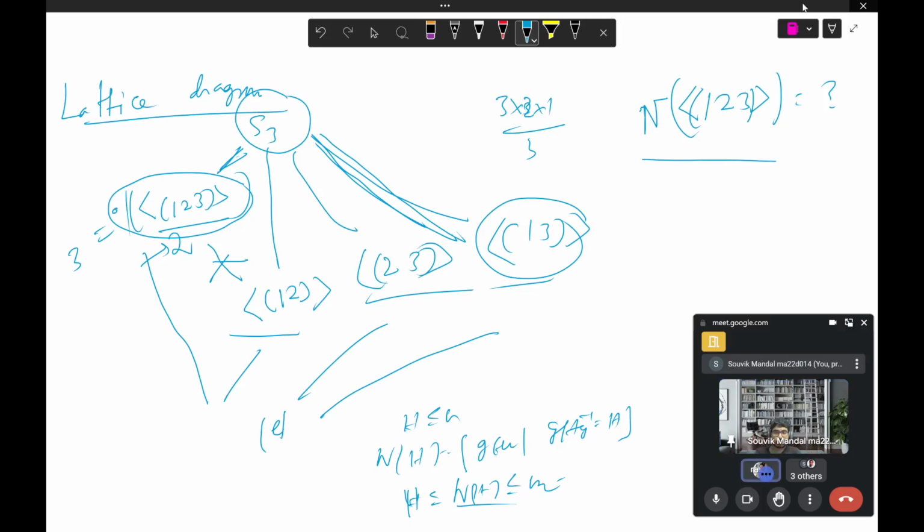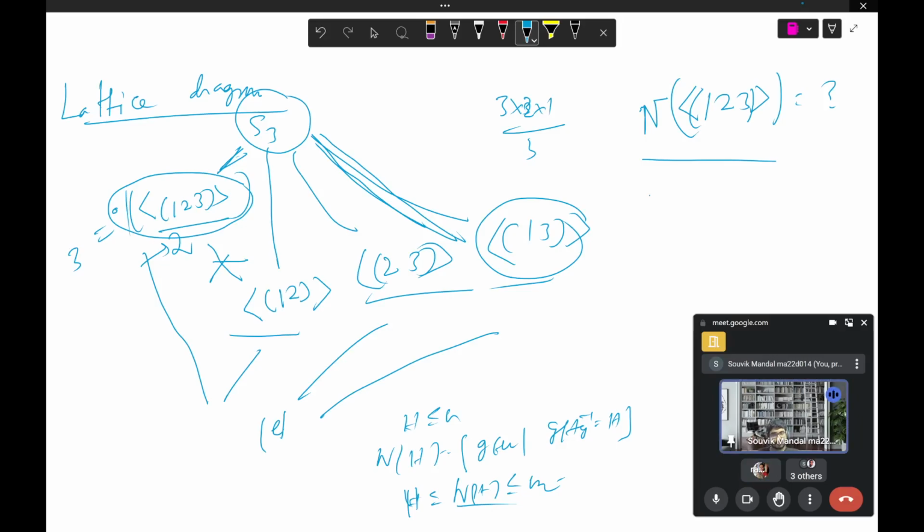Is it S3? Yeah, correct. So why? Since it is of order 3, it is of index 2, then H is normal. Okay. Yeah, fine. Therefore, the normalizer is the entire group. Yes, it is normal.